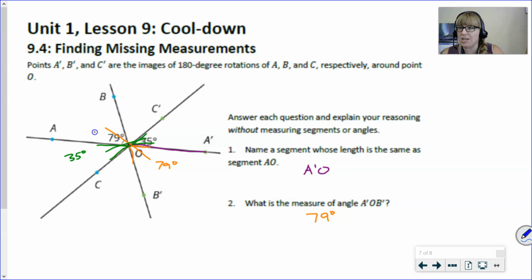Other things worth mentioning, understand that this whole entire angle here is 180 degrees because it's a straight angle, it forms a straight line. So if this is 79 degrees and this is 35 degrees, all of it would have to add up to 180. Since that's 79 and that's 35, this would be 66 degrees, which means, because of vertical angles, we could also find that angle and understand that it's 66 degrees as well.